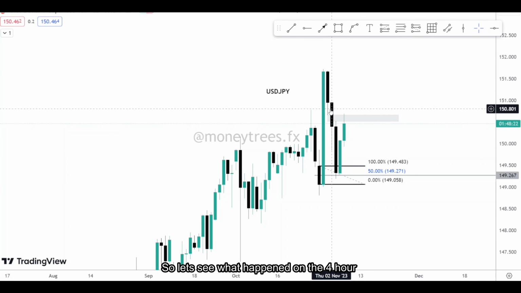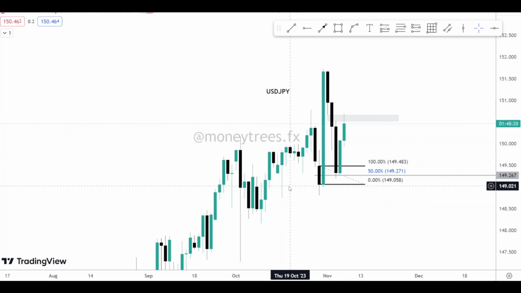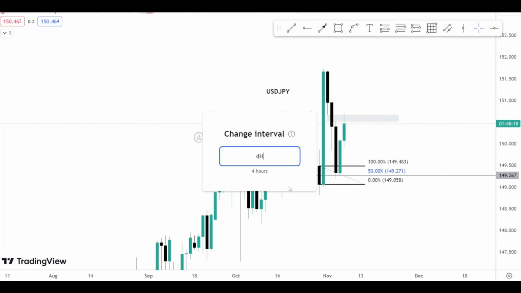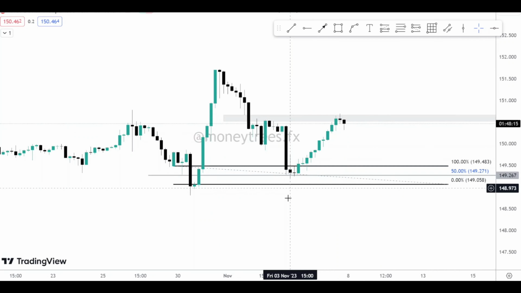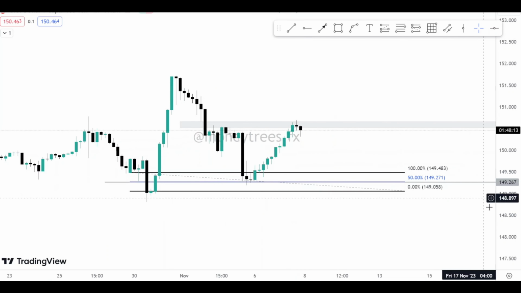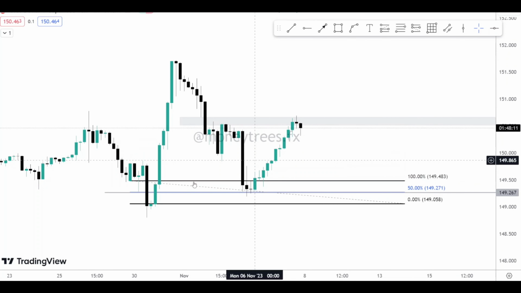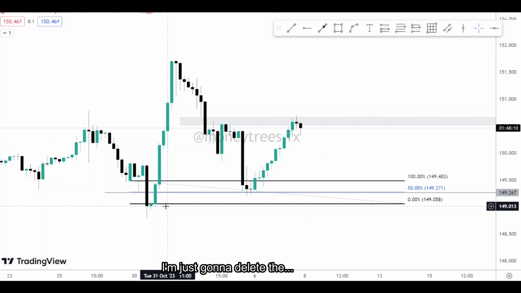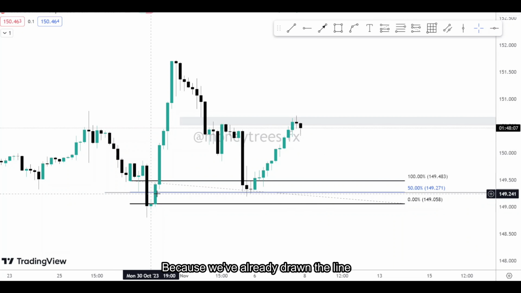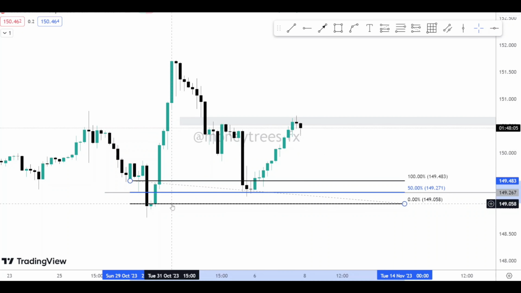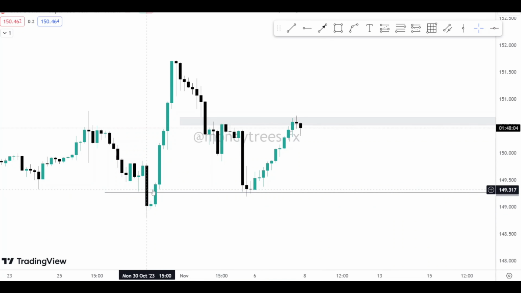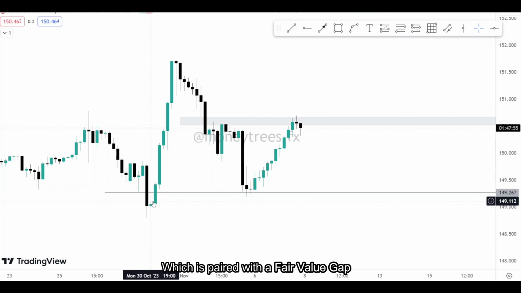So let's see what happened on the 4 hour. I'm just going to delete the Fibonacci because we already drew the line. On this H4, with this order block, which is paired with a fair value gap.